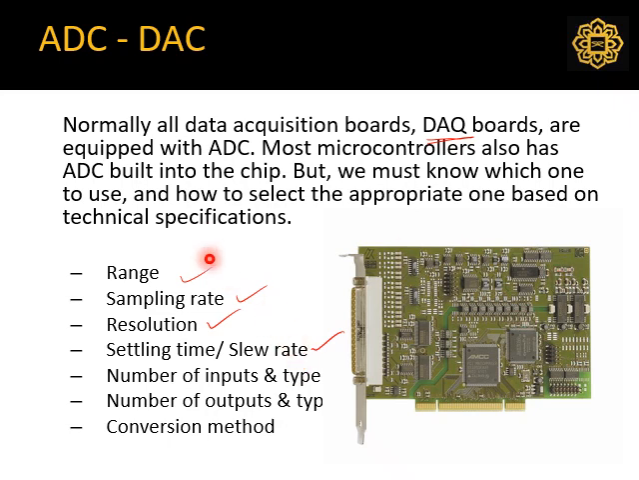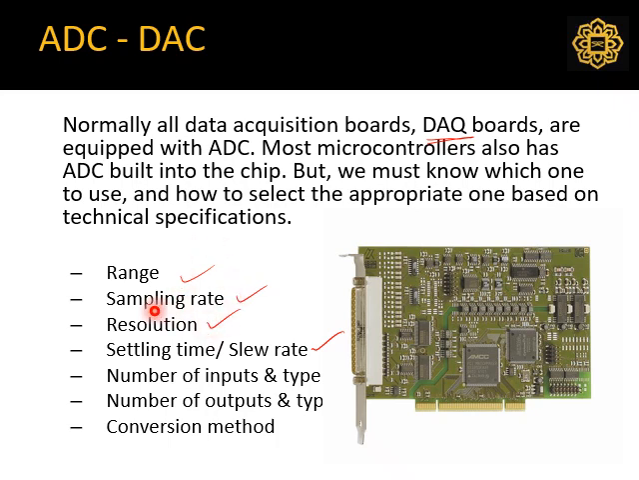So normally all data acquisition boards, DAQ boards, are equipped with ADC. Most microcontrollers also have ADC built in, but we must know which one to be used for our purposes and how to select the appropriate one based on the technical specification. So you have to see the range, meaning what voltage level it supports, and then the sampling rate is very important. If your sampling rate is not matching with your signal input frequency, then you will have aliasing, which we will see later on.